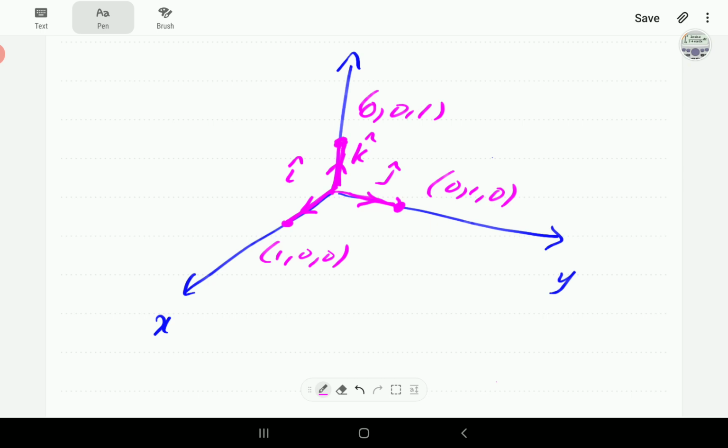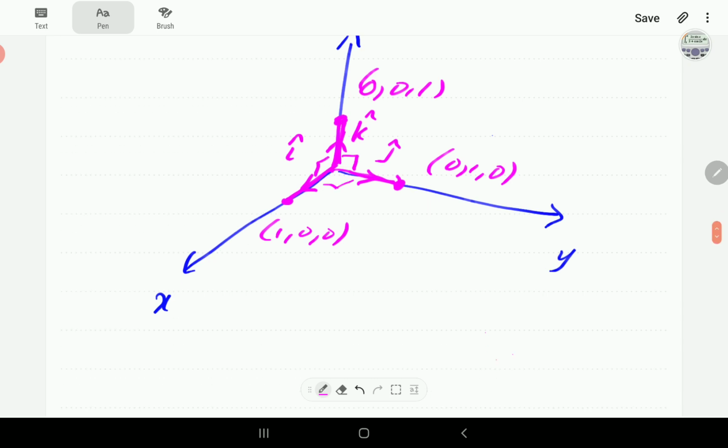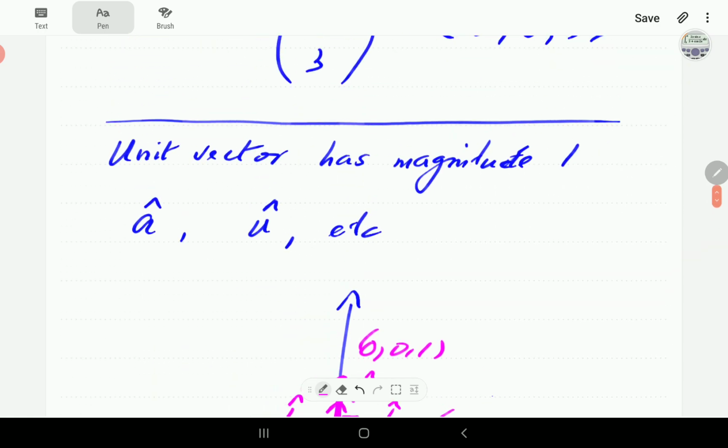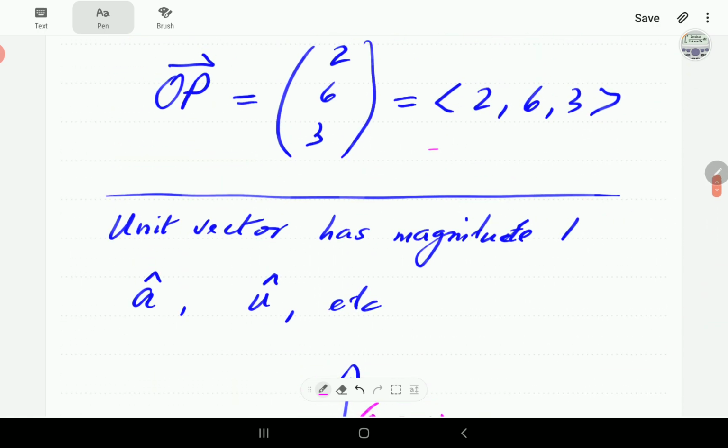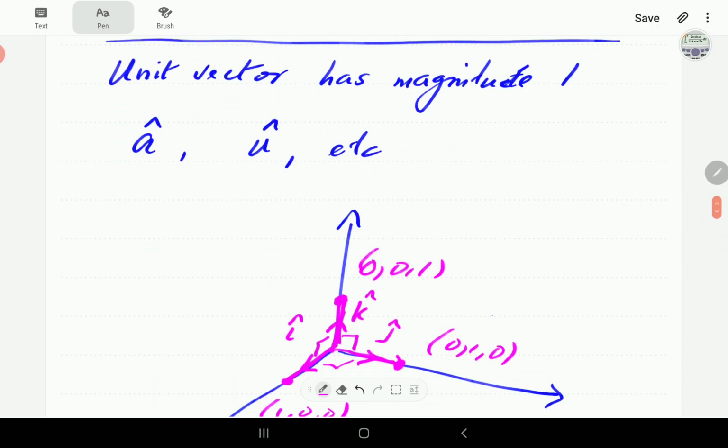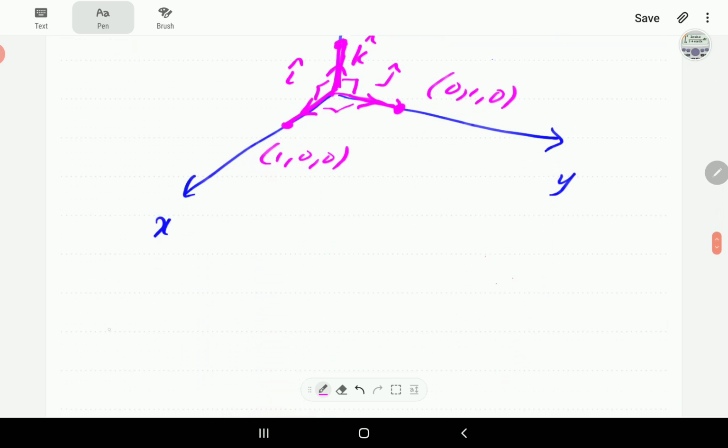You can see that they are mutually perpendicular. That angle is going to be 90, that angle is going to be 90, and this angle is going to be 90. So going back to our vector OP here, we can write it. Remember, OP is 2, 6, 3.